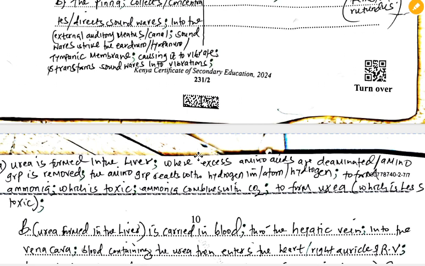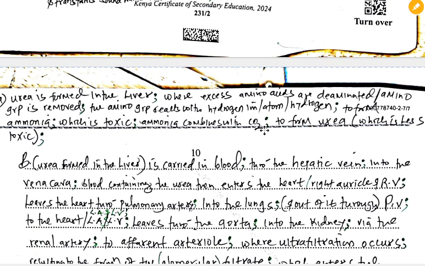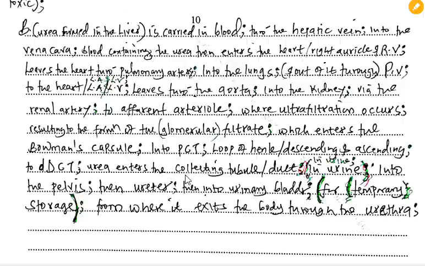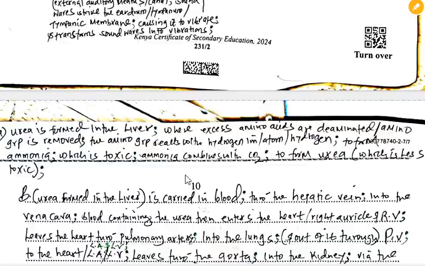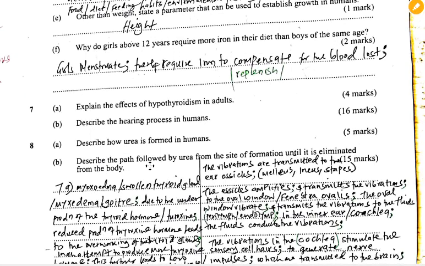And this urea is formed in the liver, where excess amino acids are deaminated, and the amino group is removed. This amino group reacts with a hydrogen atom to form ammonia, and ammonia is toxic. Therefore, ammonia combines with carbon dioxide to form urea, which is less toxic. That is how urea is formed. And then part B, describe the path followed by urea from the site of formation until it is eliminated from the body.